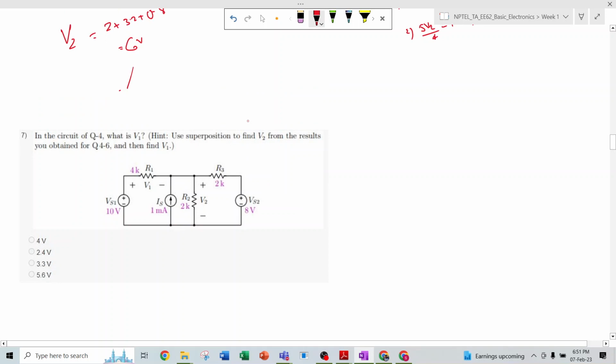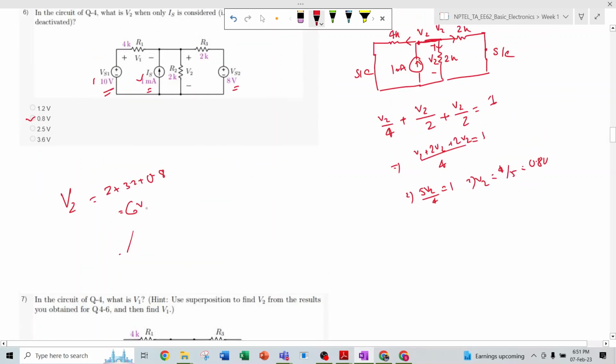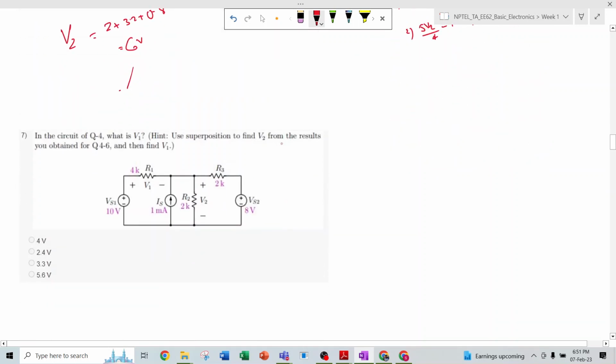Now I am moving to question 7. Here, basically this is the same circuit and they are asking to use the superposition to find V2, which we have already found out is 6 volt, and from this result you should find the value of V1.